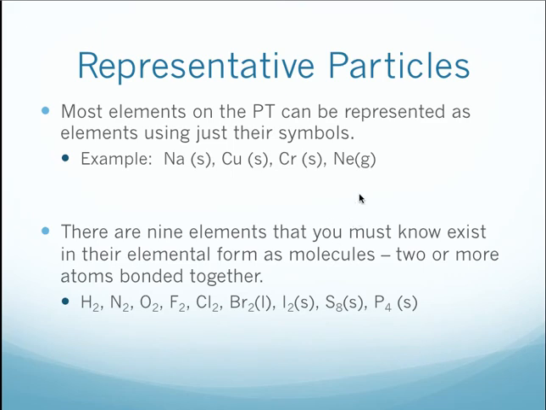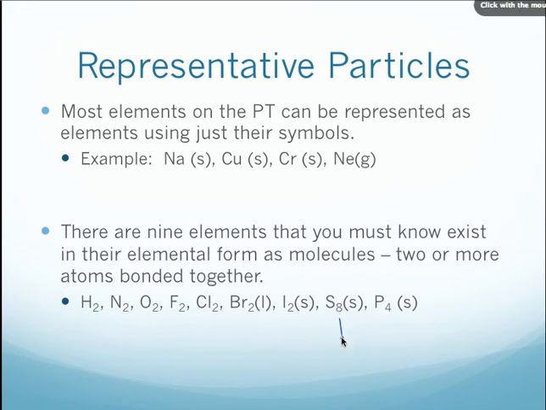So, remember representative particles. Most elements on the periodic table can be represented as elements just using their symbols: sodium, copper, chromium, neon. The first 3, the S in parentheses, mean they're solid at standard states. Neon is a gas because it is a noble gas. There are 9 other elements. I'm going to add 2 more to the 7 diatomic elements.